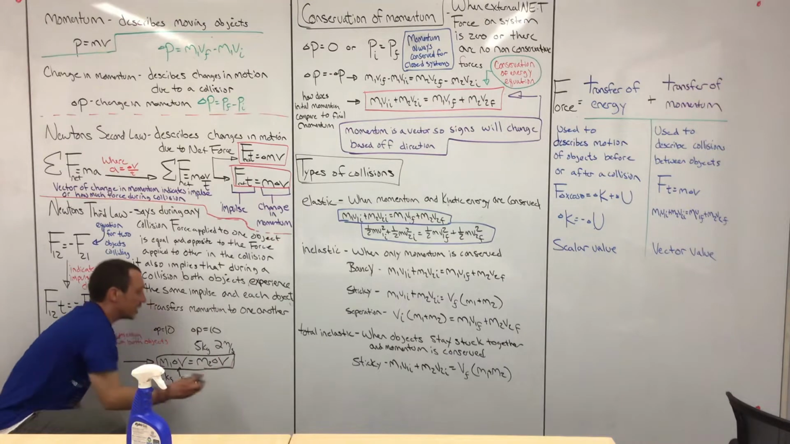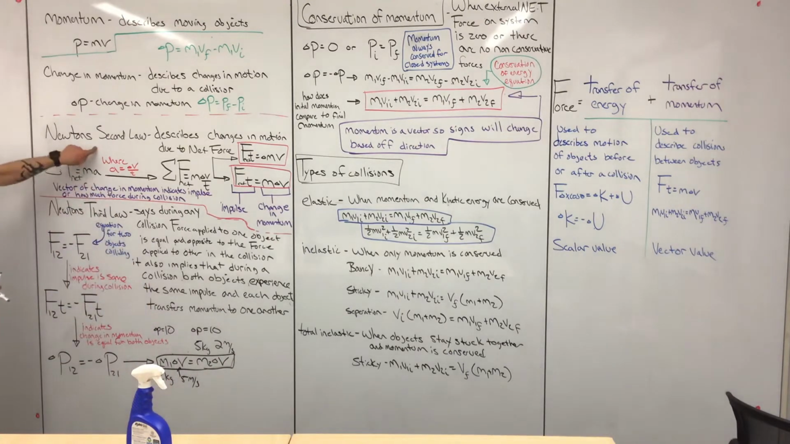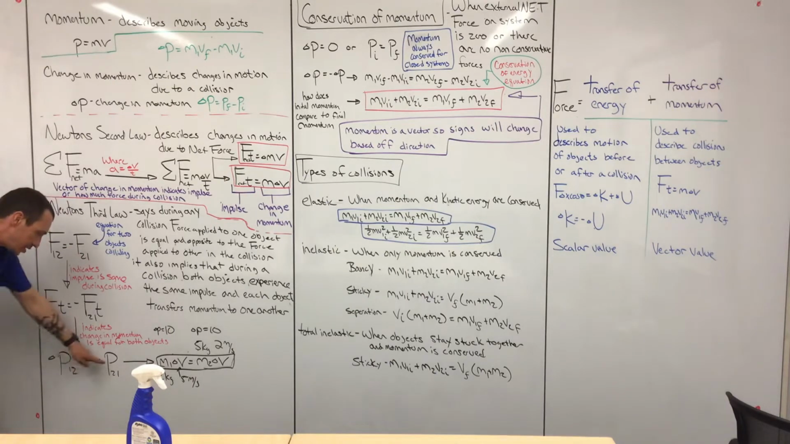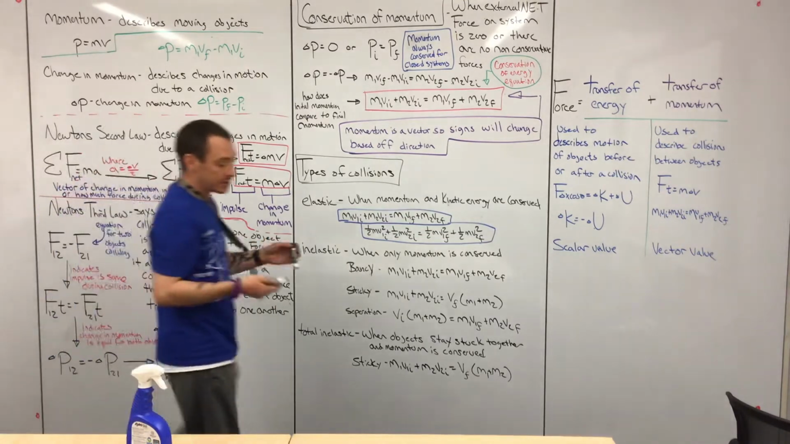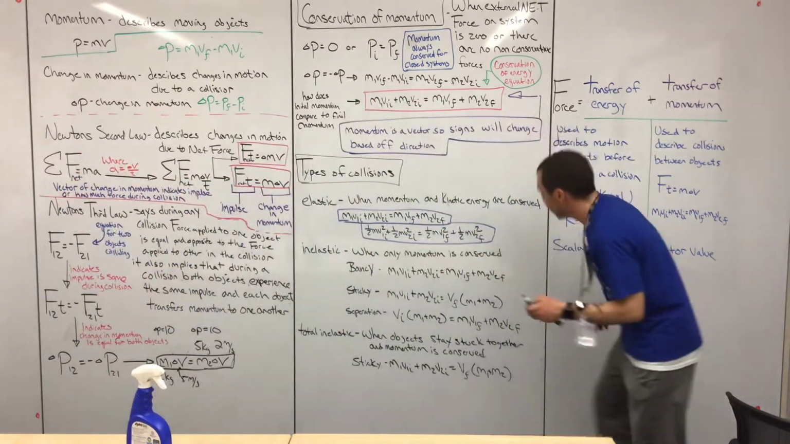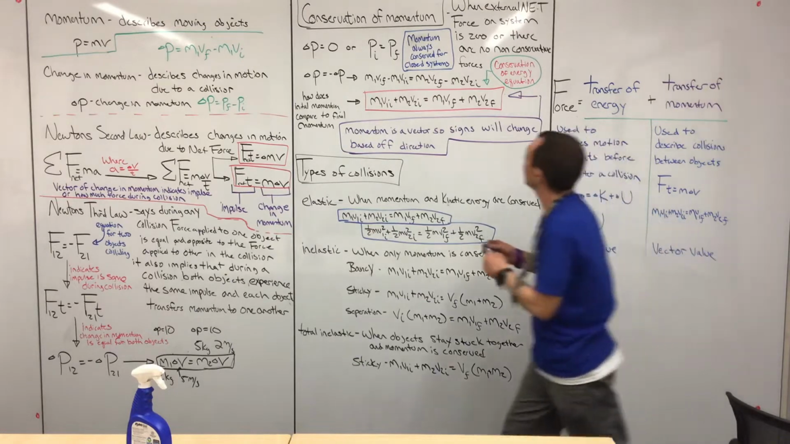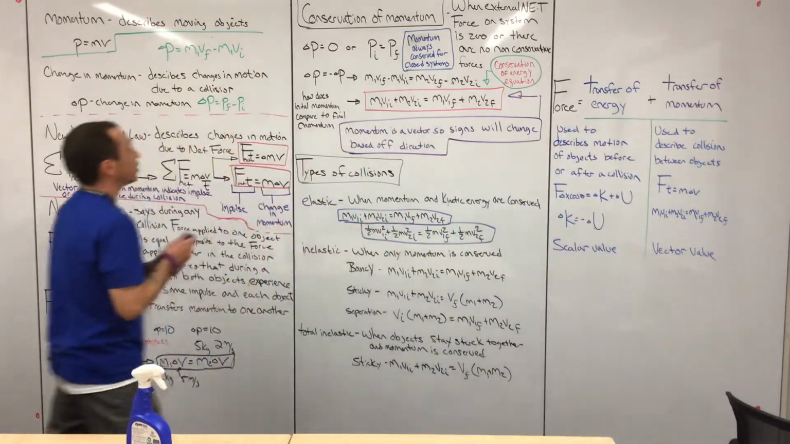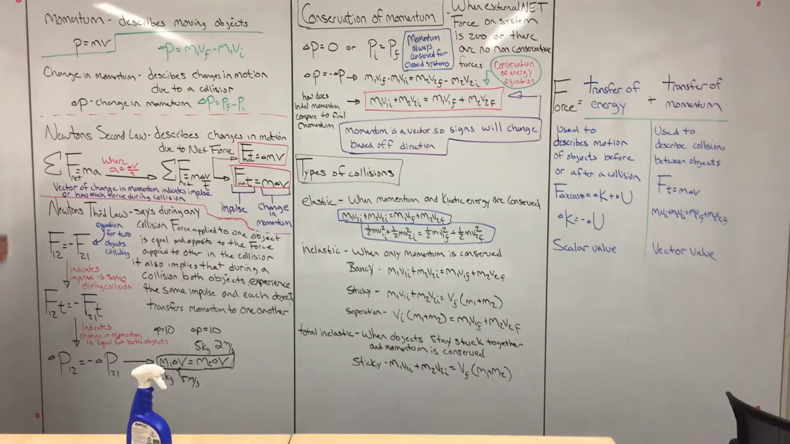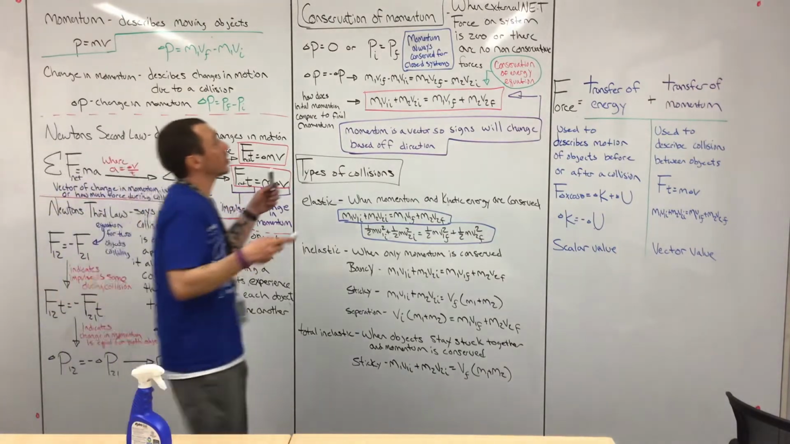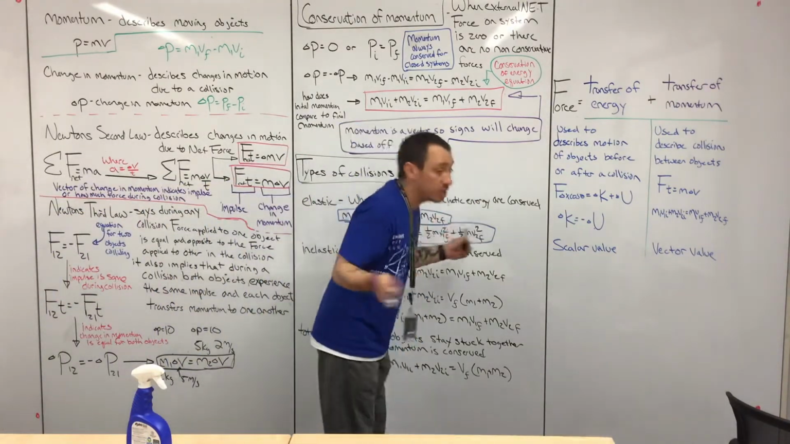So we can see by using Newton's second law and Newton's third law that the changes in momentum when two objects collide will be equal and opposite. That is important to know, all right? Why is that important to know? Because of conservation of momentum. With conservation of momentum, we're trying to talk about when momentum is being conserved.